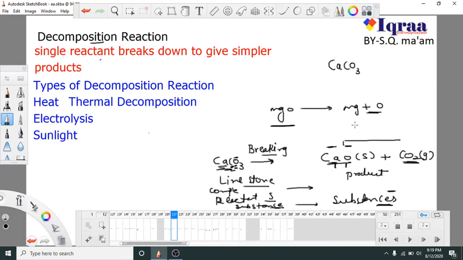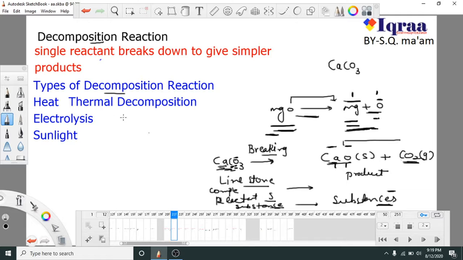It is complex, it is simple, it is reactant, it is product, it is substance, and they are substances. Two substances are forming. Or we can say they are not substances, but two types of atoms are forming. Okay, so they are broken. So there are three types of decomposition reaction basically.